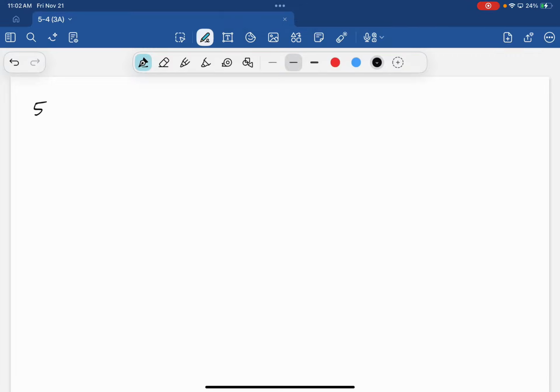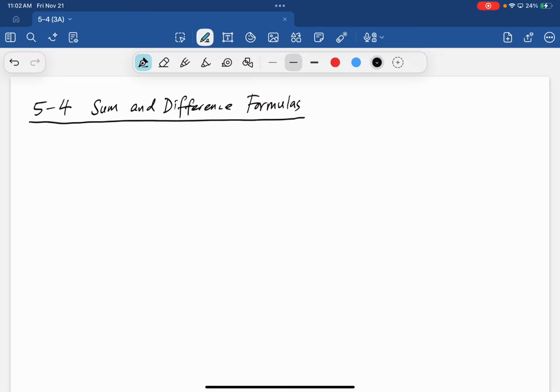Today's lecture is 5-4, Sum and Difference Formulas. Thankfully, they're pretty straightforward. The only hard part is memorizing them.